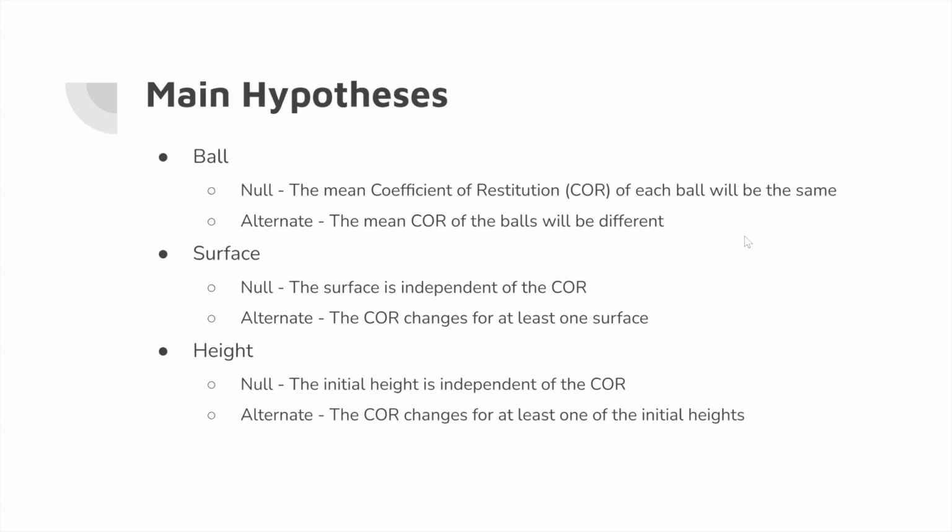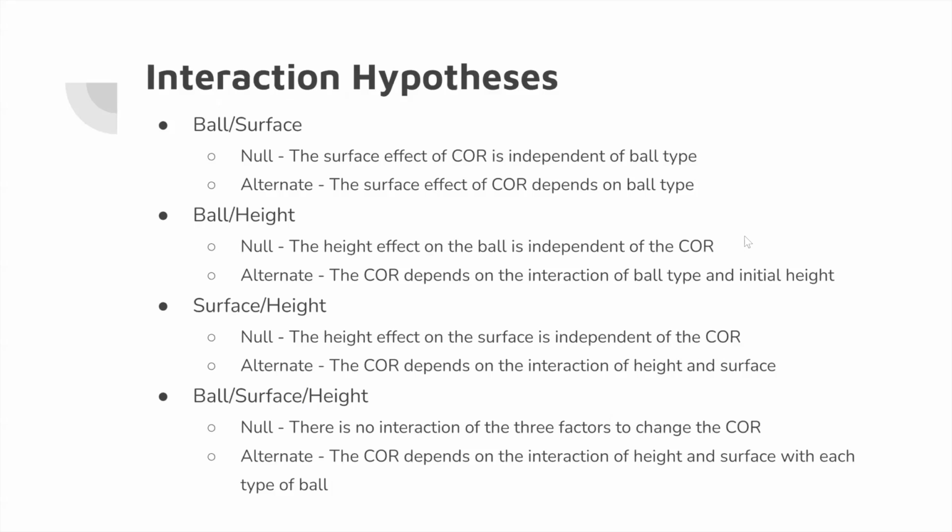Our main hypotheses are for ball, surface, and height, and they follow the same format, where our null is that the mean coefficient of restitution for that factor is going to be the same. The alternative is that the mean coefficient of restitution for at least one of the levels is going to be different. If you go to the next slide, it shows our interaction hypotheses follow a similar format, where the different factors are either independent for the null or dependent for the alternative.